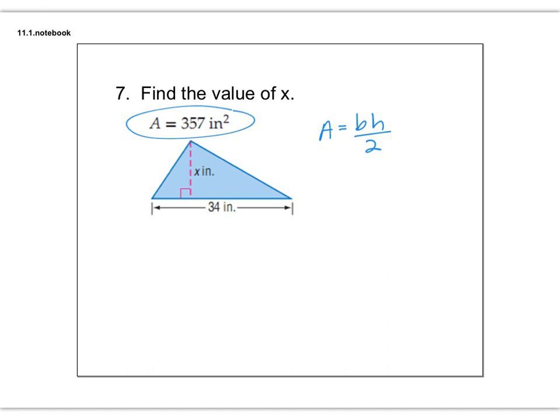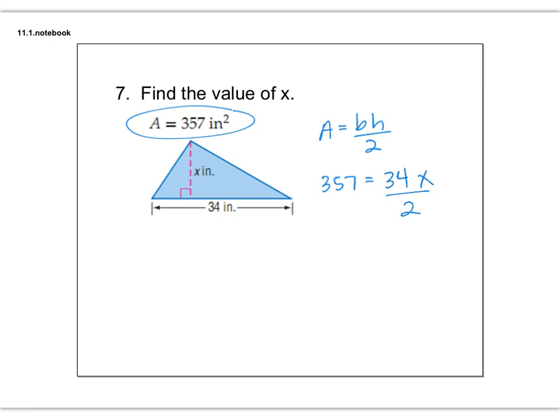Work backwards. Do we know the A? Yes, it's 357. Do we know the B? Yes, the base of the triangle is 34. Do we know the H? Not really. We'll call it X because that's what they call it. And then you have to include the divide by 2 because that's part of the formula.